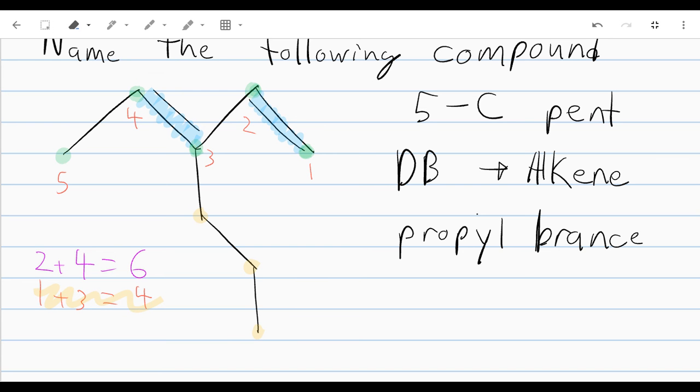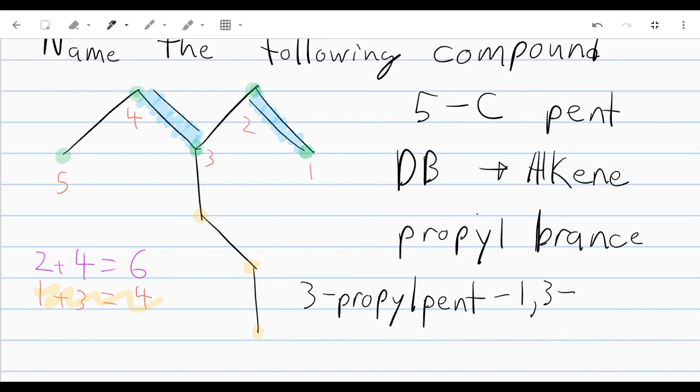Now we have all the information we need in order to name this. We always put the branches in the front. So we know that this is going to be 3 propyl. Then it is a pentene. So we're going to go with pent next. Then we're going to put a number in front of the suffix. And actually, because there's 2 double bonds, we're going to put 2 numbers. So it's going to be 1, 3.